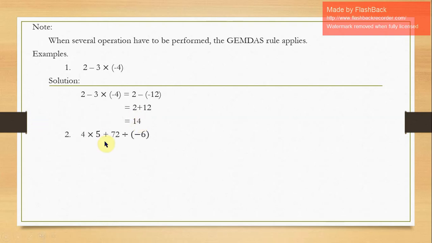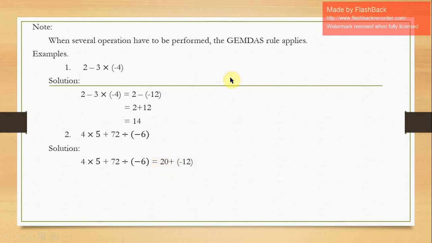4 times 5 plus 72 divided by negative 6. So, we have how many givens? We have 4 givens. So, let's have a solution. 4 times 5 plus 72 divided by negative 6 is equal to 20 plus negative 12. So, look for the operations first. Ano mga operation dito? Mayroong multiplication, mayroong addition, mayroong division. So, anong nauna? That is multiplication. So, you need to multiply first. 4 times 5. That is 20. What is the sign? Positive because the sign of 4 is positive. The sign of 5 is positive. Therefore, the product is positive because they contain the same sign.